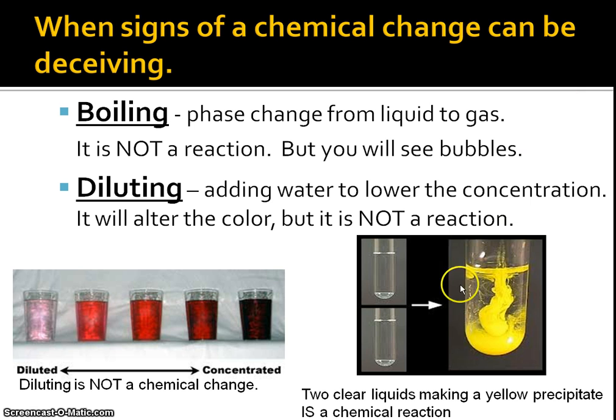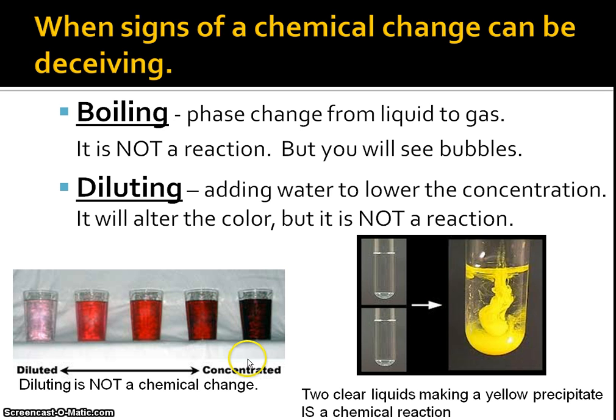So if you look at the picture over here on the right, this person started with two clear liquids that look like water. They're not actually water, but they started with liquids that were clear, and they poured them together, and this is the result. They got something that was yellow, so they got a color change, and they got it cloudy. So you see how you can't see through the yellow? That means it's a precipitate. So this is a sign of a chemical change.